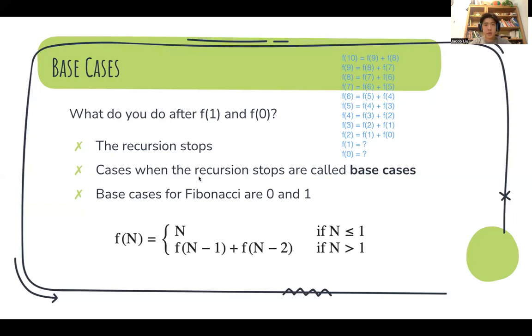And cases when the recursion will stop are called base cases. So for the Fibonacci sequence, the base cases are 0 and 1. It's because, as we know, the Fibonacci always starts with 0 and 1. It doesn't go to negative.